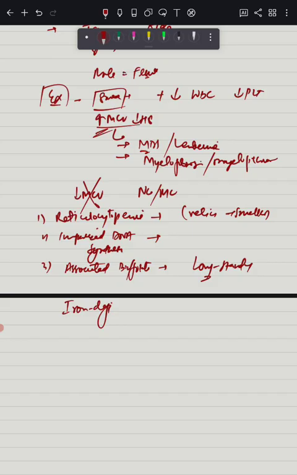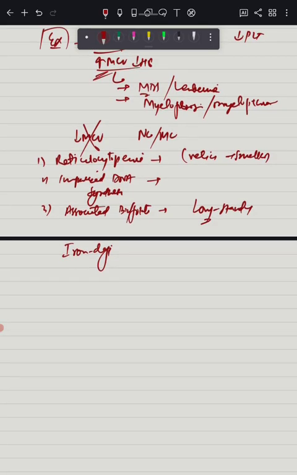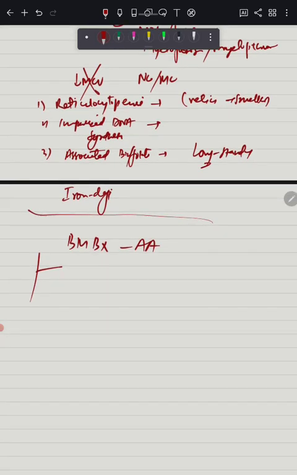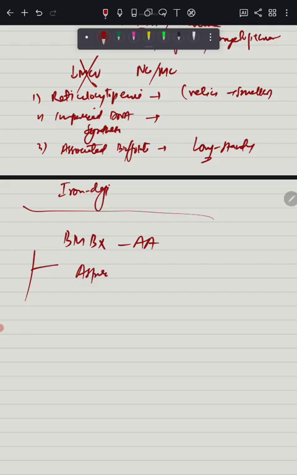So what will you find in bone marrow biopsy in aplastic anemia? First, we'll do a bone marrow aspirate. You'll see it will be pale or dilute, and RBCs will be present with scant cytoplasm.